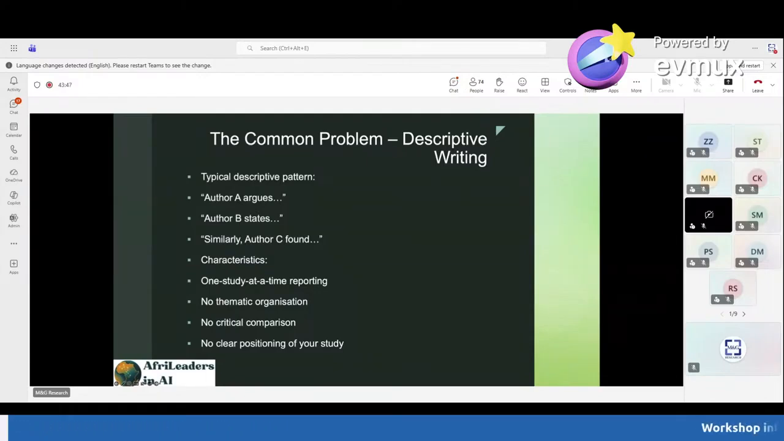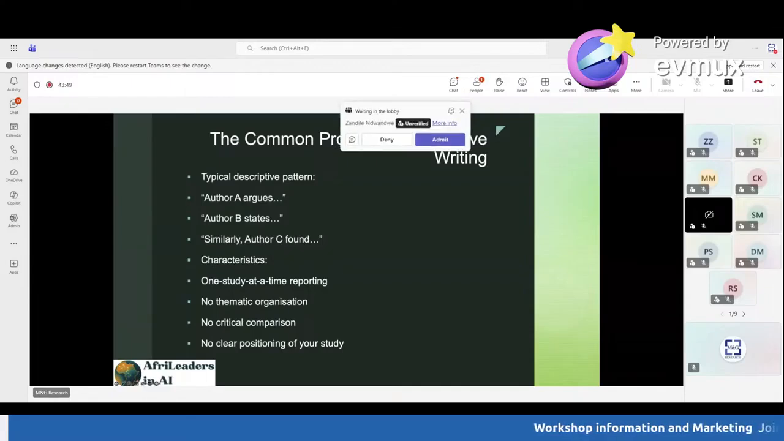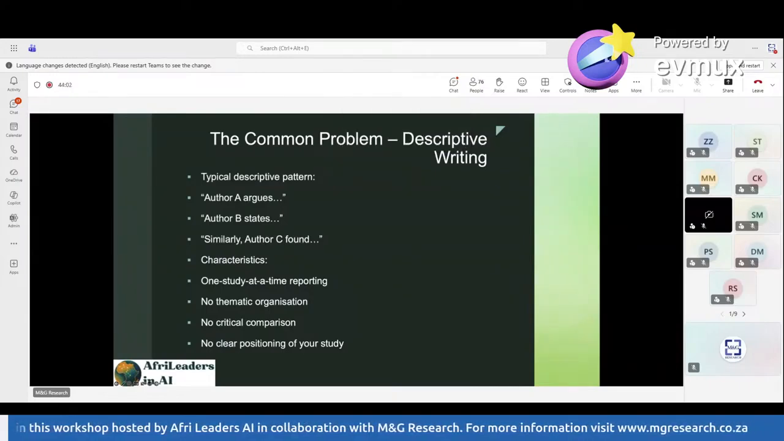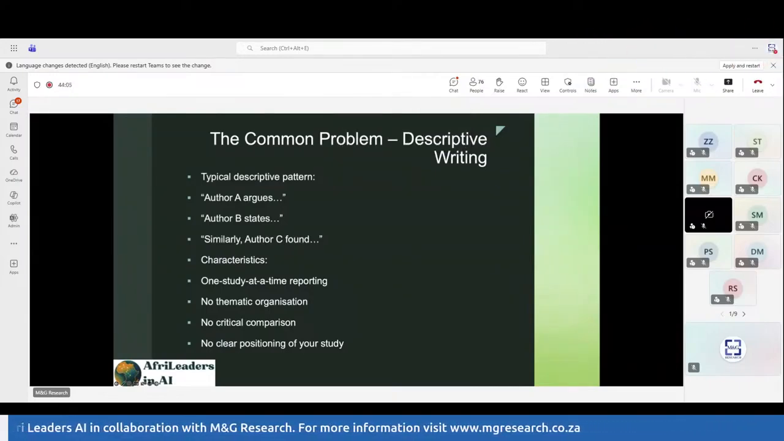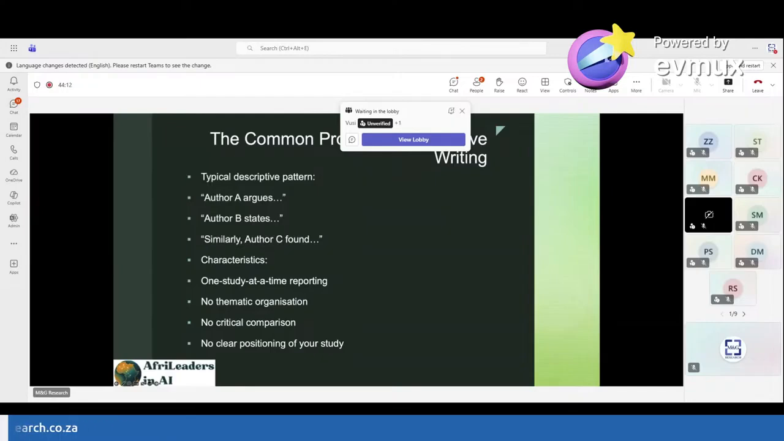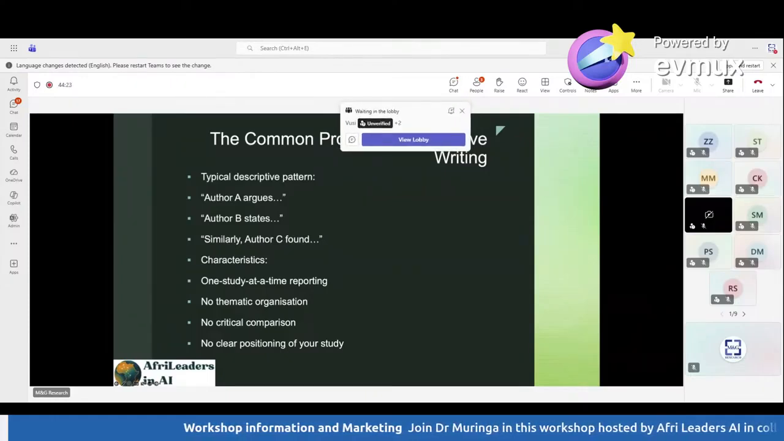Why are we talking about a synthesized literature review? In this presentation, we're not going to be defining what a literature review is, or talking about the different kinds of literature review, because our objective and goal is to come up with a synthesized literature review. Whether the literature review is descriptive, scoping, systematic or bibliometric, it doesn't matter at this point. What we want to achieve is a synthesized literature review.